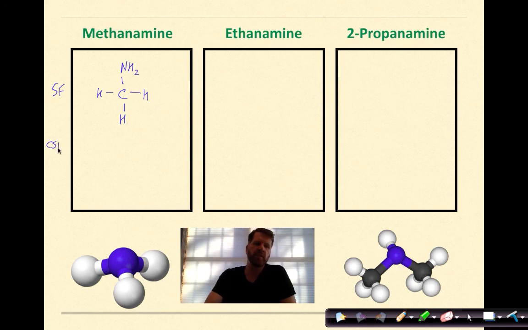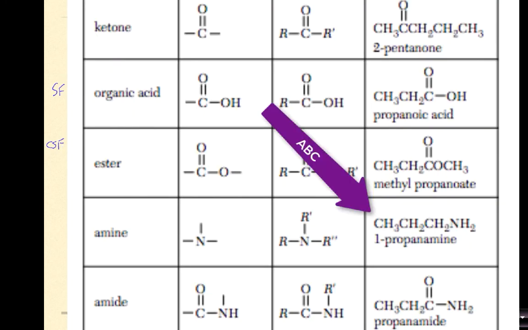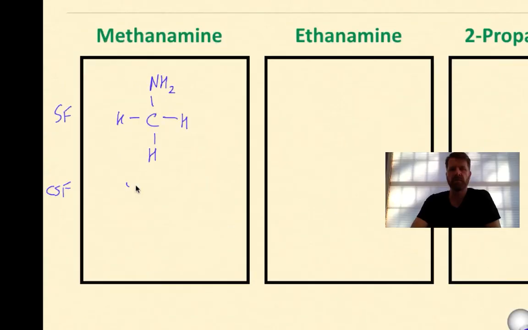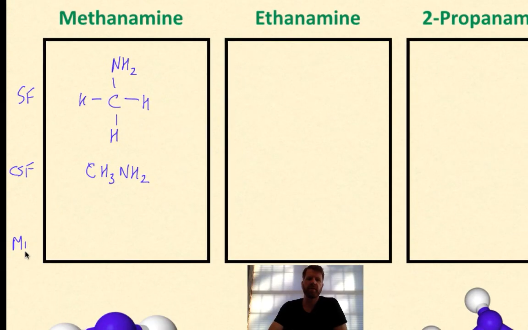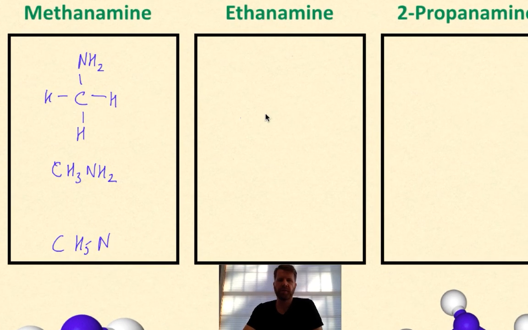To write a condensed structural formula, I'm going to use a similar pattern to what's written on Table R for the example for the amine. Molecular formulas are simply the total number of carbons, hydrogens, and then other elements, in this case, one nitrogen. Let's write a structural formula for the 2-carbon ethanamine.